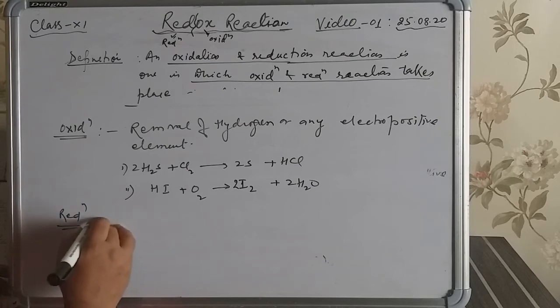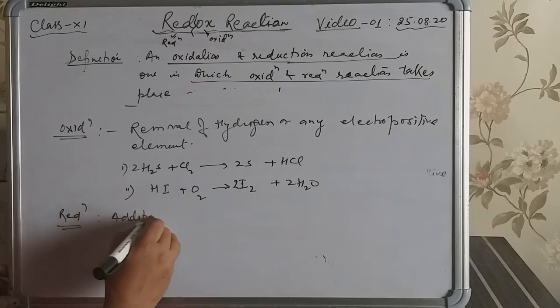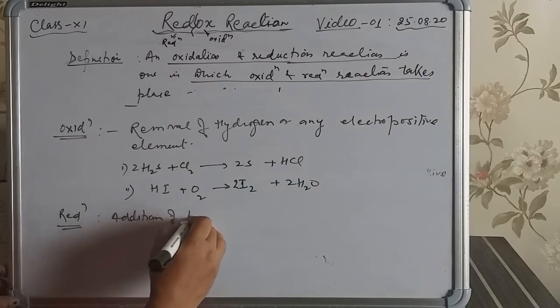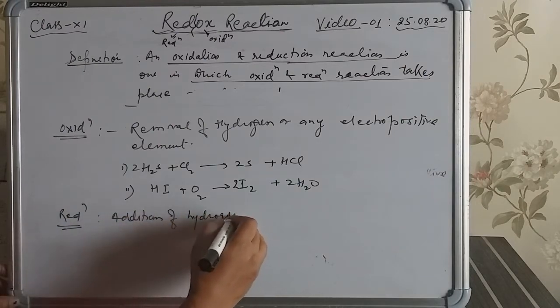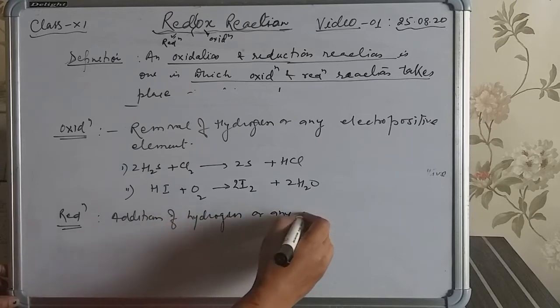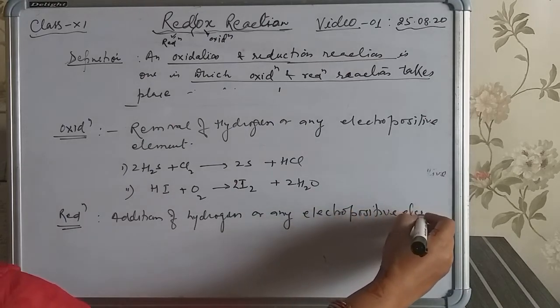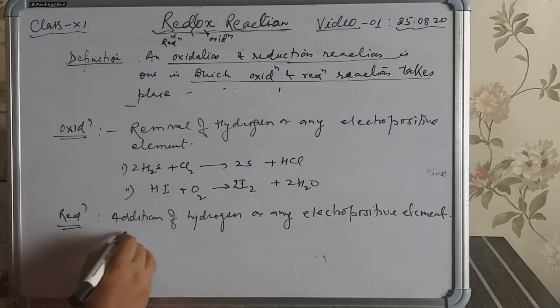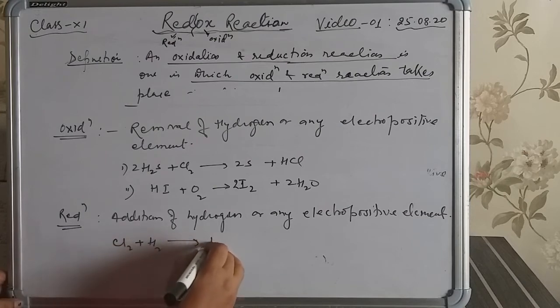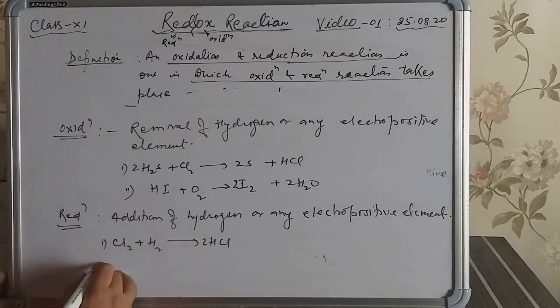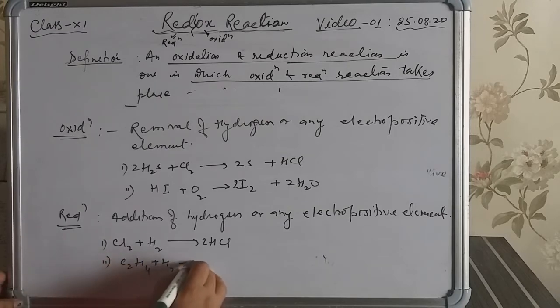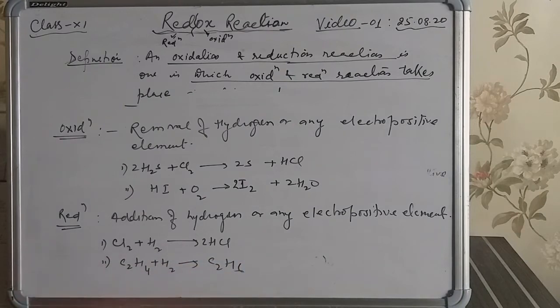For reduction, addition of hydrogen or any electropositive element. For example, chlorine plus hydrogen will form hydrogen chloride, and C2H4 plus hydrogen will form C2H6, and so on. You can explain by giving any suitable example.